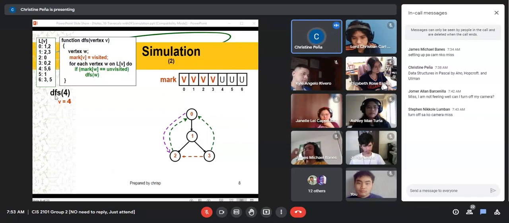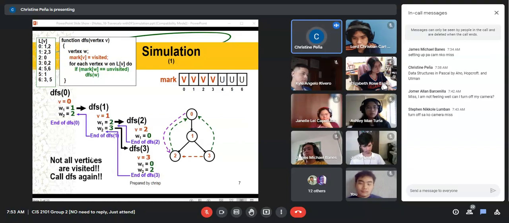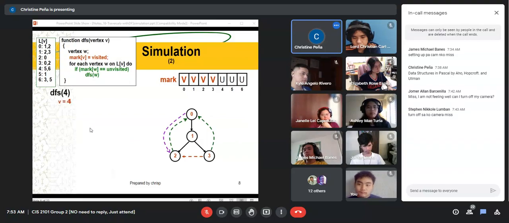Since this call is independent of the previous call, when we do this, we mark it visited here. That's the red colored statement. And then a different tree will be created, so it is not connected. We have here the green colored statements. The vertices adjacent to 4 are 5 and 6. Start with 5. Mark 5 is unvisited, which is true. So it calls DFS 5.